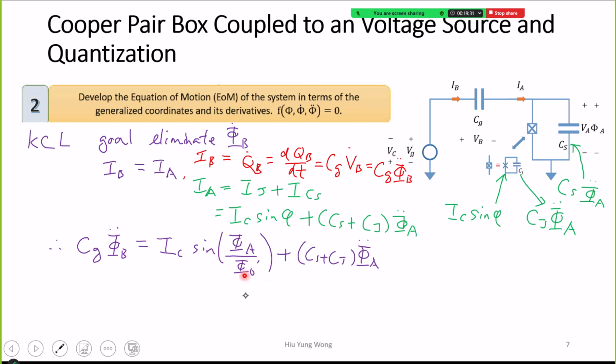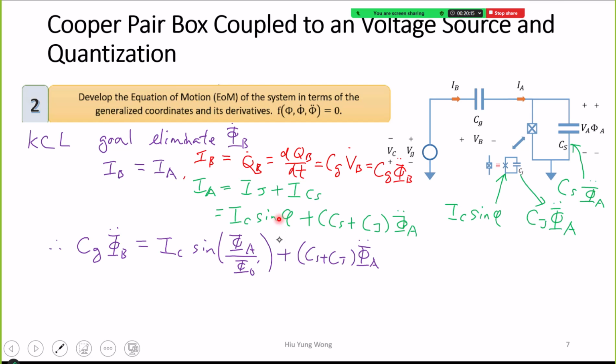First of all, what is phi_0 dash? Do you remember? The reduced flux quantum, yes. Flux A is what? I mean phi_A, sorry, it's just the same phi_A. What is this small letter phi? So how does the Josephson current depend on phi? What is phi? The phase, the Josephson phase.